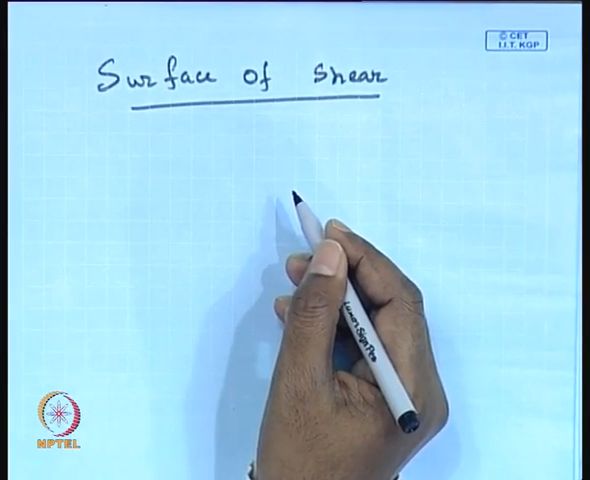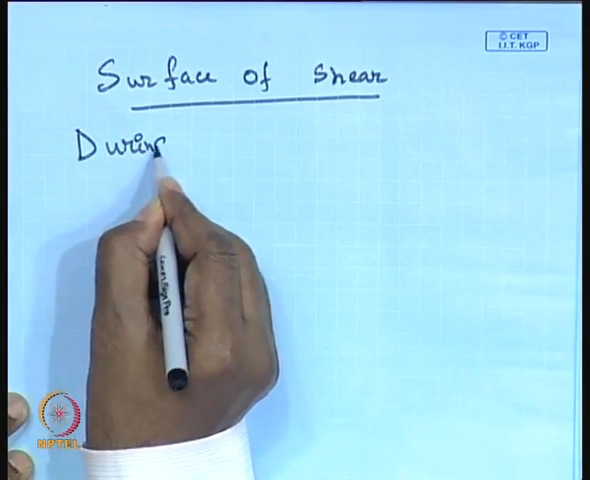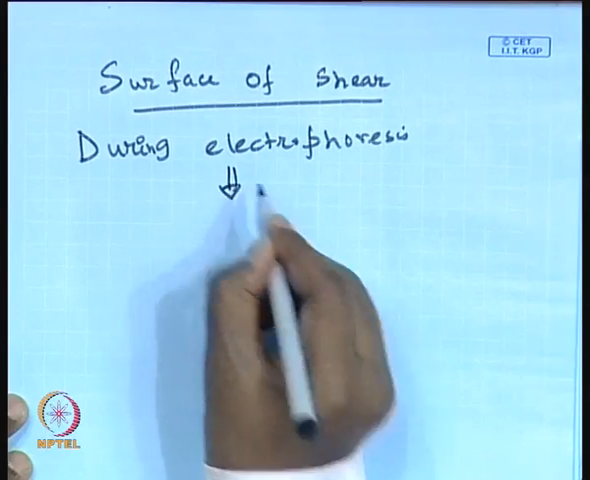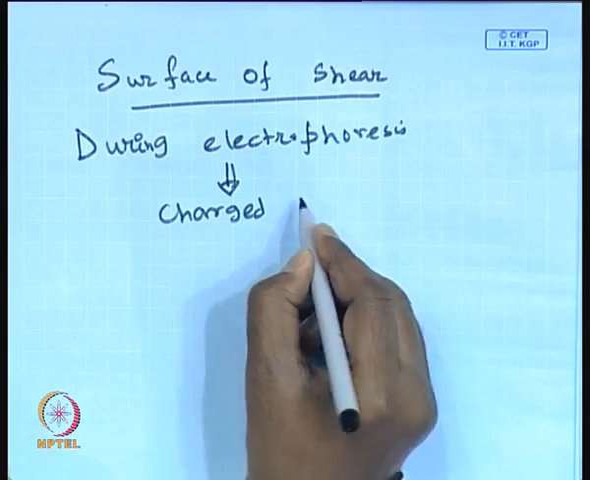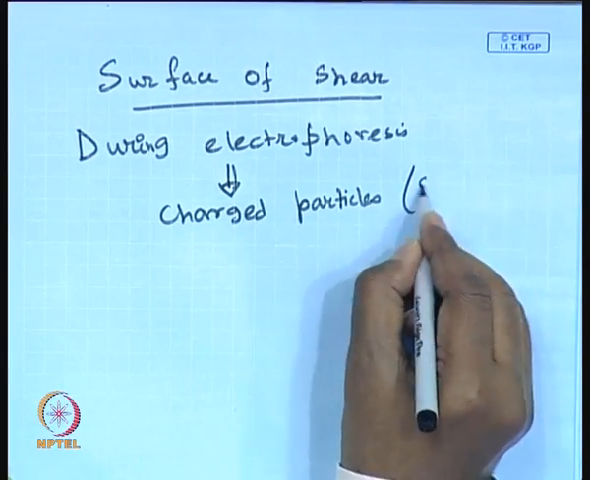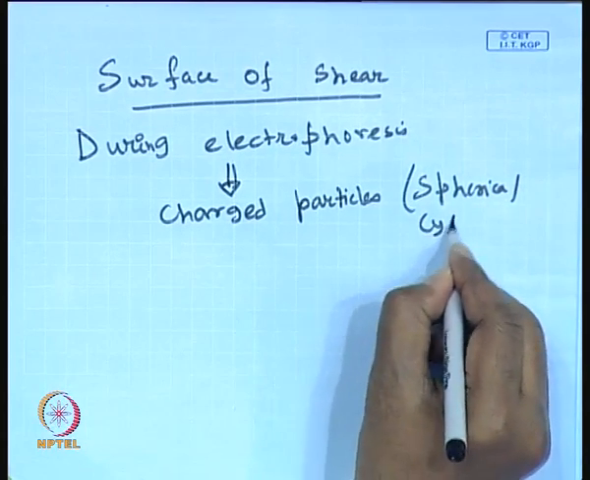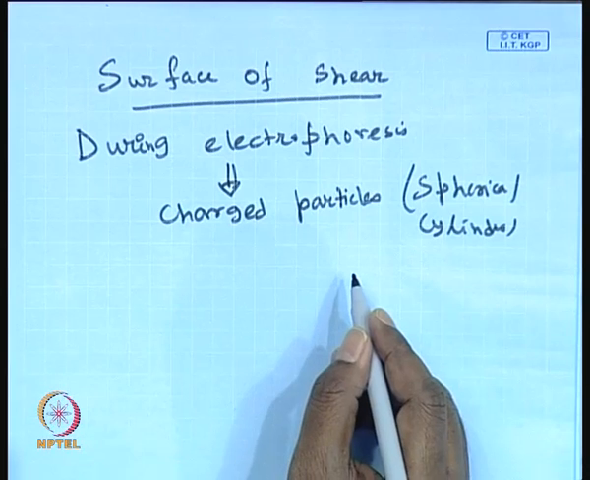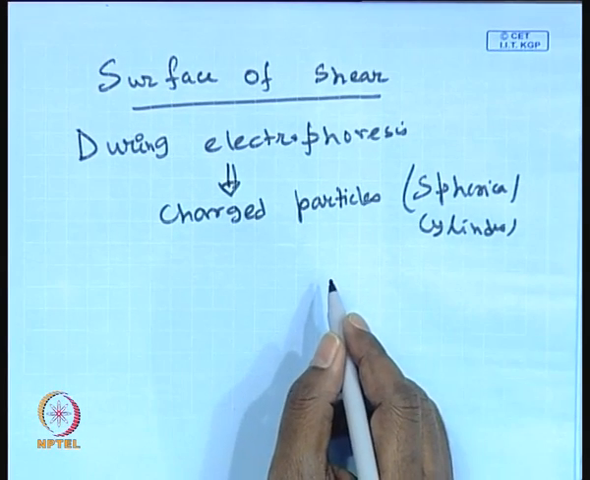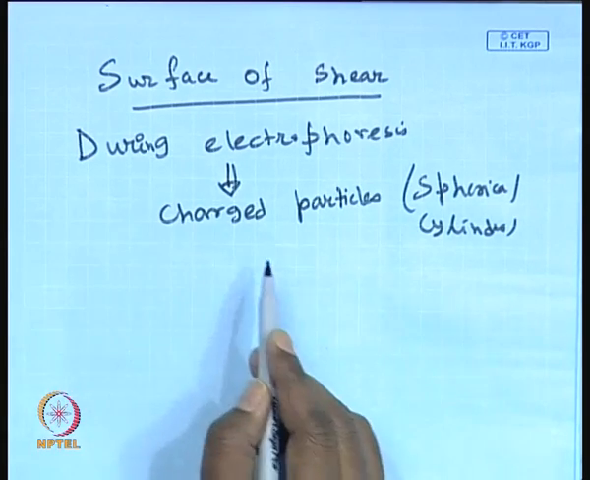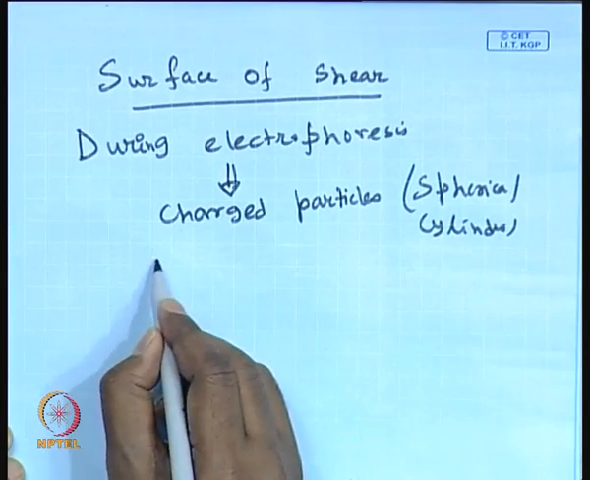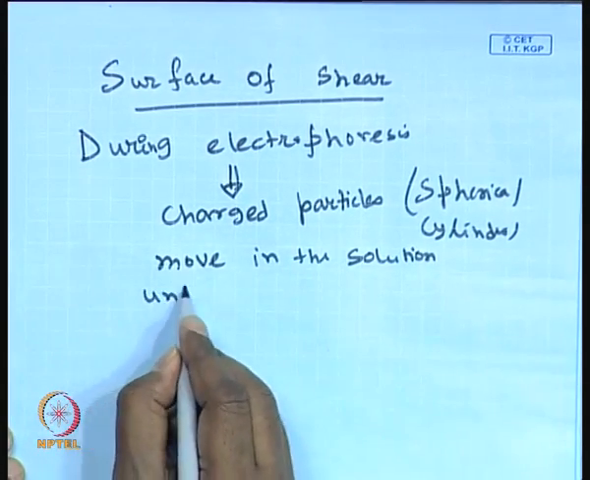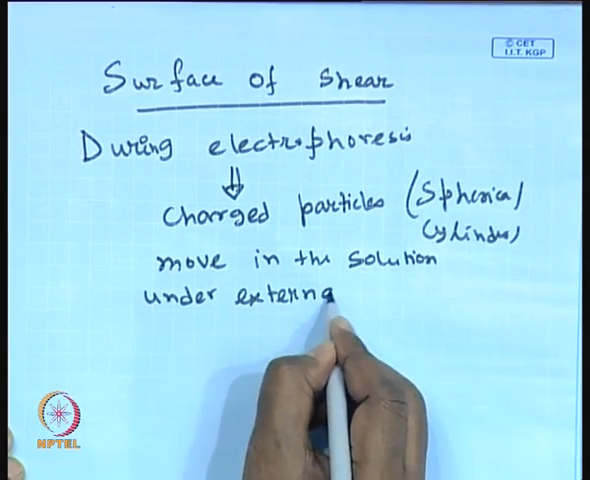What is surface of shear? Now, let us talk about electrophoresis. The charged particles may be spherical, cylindrical, or any other shape. When they move in the liquids, the surface of shear is nothing but the imaginary surface considered lying close to the solid surface. That means, during electrophoresis the charged particles move in the solution under an external electric field.